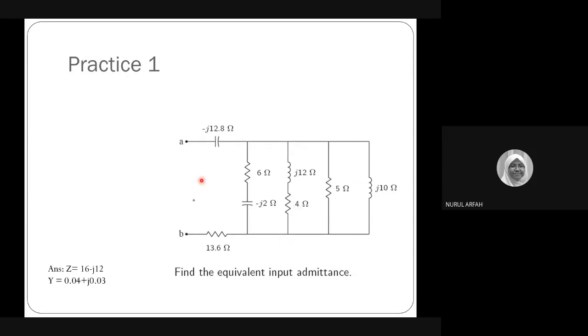Can you try this? I think this is easy because everything is in ohms. If you look at the capacitor and inductor, try using your calculator. Do you get the same answer? This is the last one, and then we end the class.